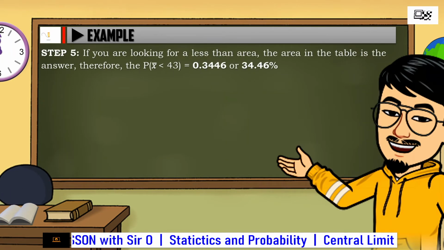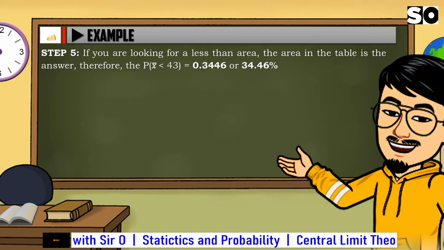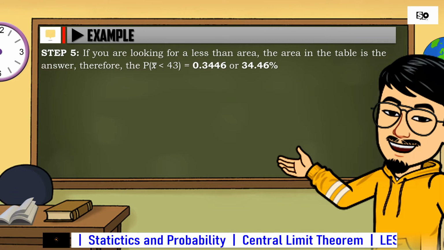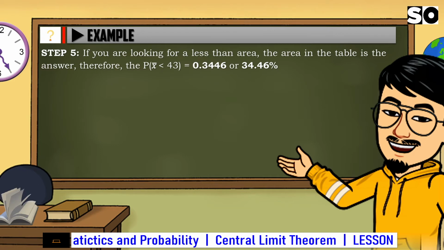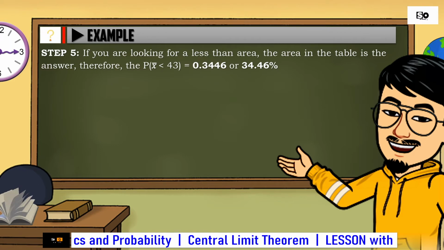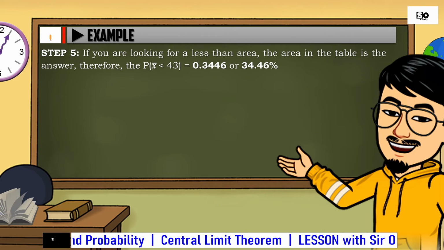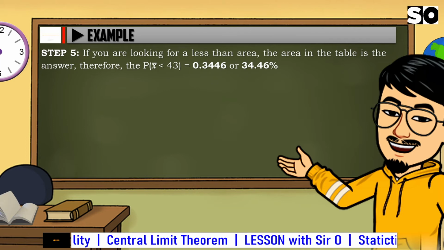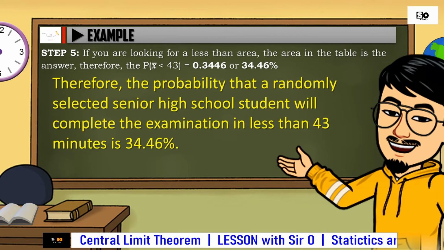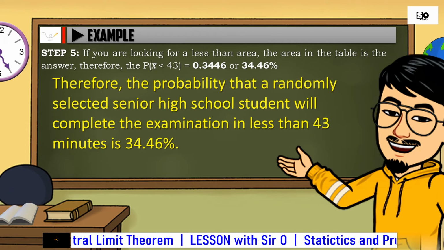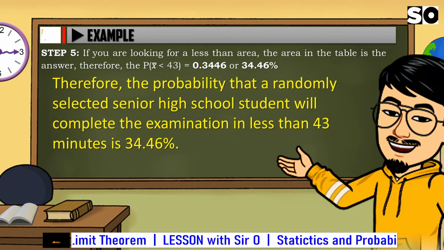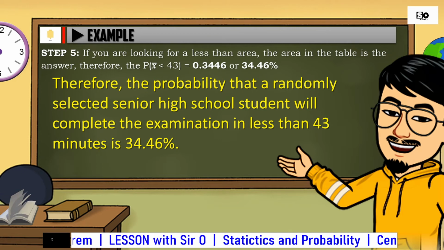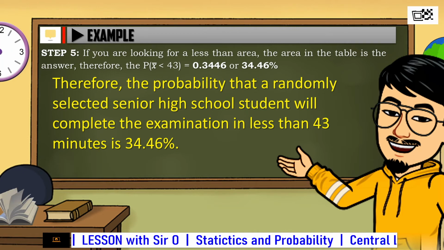Step 5. If you are looking for a less than area, the area in the table is the answer. Therefore, the probability of having less than 43 is equal to 0.3446 or 34.46%. Therefore, the probability that a randomly selected senior high school student will complete the examination in less than 43 minutes is 34.46%.